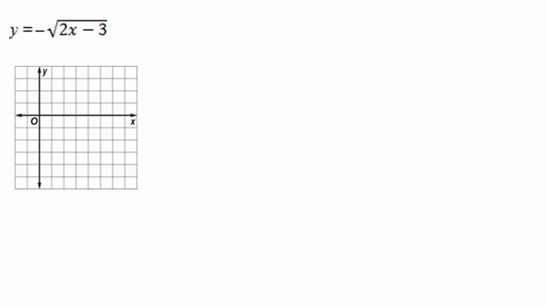When we graph this function, or frankly any function with a square root in it, the first thing you're going to want to do is probably figure out what the domain is. That means figure out what x values simply won't work if you plug them in.